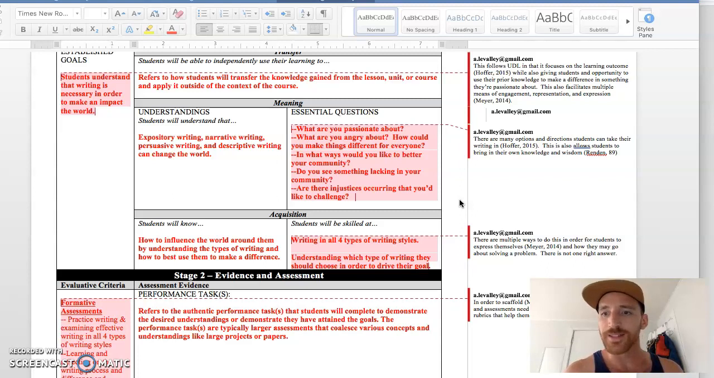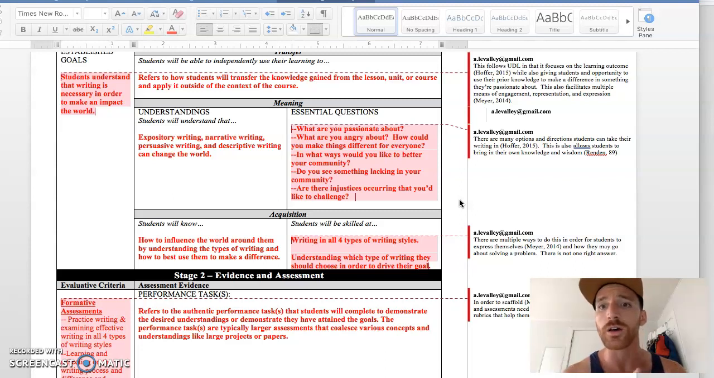So then, I'm sorry, I feel like I'm babbling here. I'm a writer. I do not orally articulate all that well, especially on video. So there are a lot of options and directions that students can take their writing in.